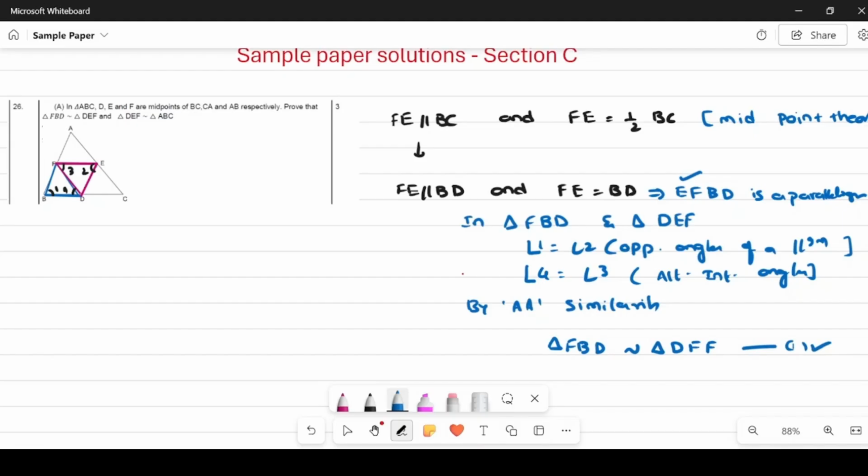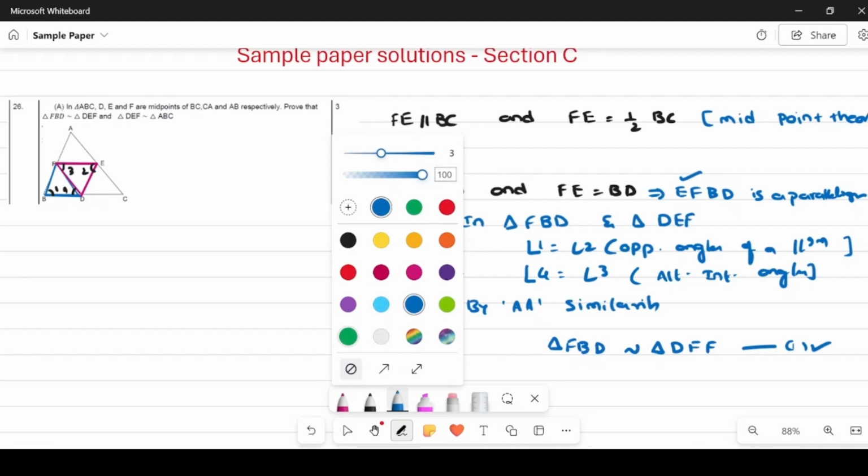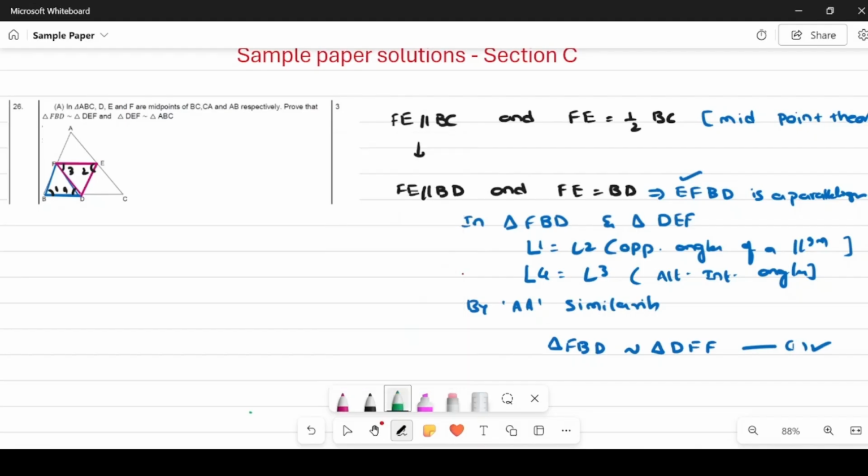This one is done. Now look at the second part. Triangle DEF is similar to triangle ABC. So we have DEF here, and we need to prove that it is similar to ABC, this triangle. Okay, so from this triangle we already have angle 1 is equal to angle 2. Angle 1 is angle B of triangle ABC, and angle 2 is nothing but angle E of triangle DEF. We already got one angle equal, right?